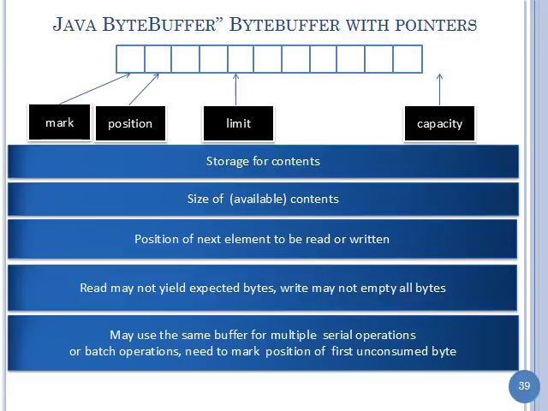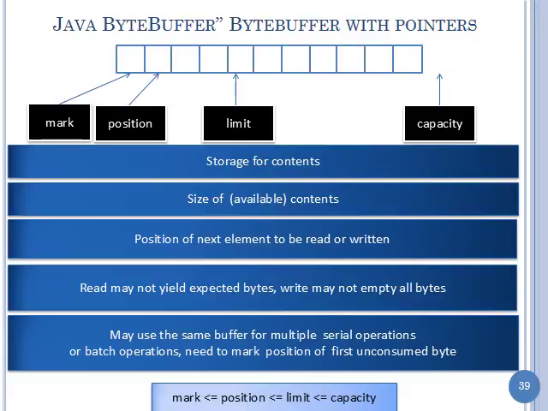So these are the pointers. And the constraints are that mark is less than or equal to position. What you've consumed is less than or equal to what you've seen, which is less than or equal to the limit, which is the end of the consumption or production, which is less than or equal to capacity.